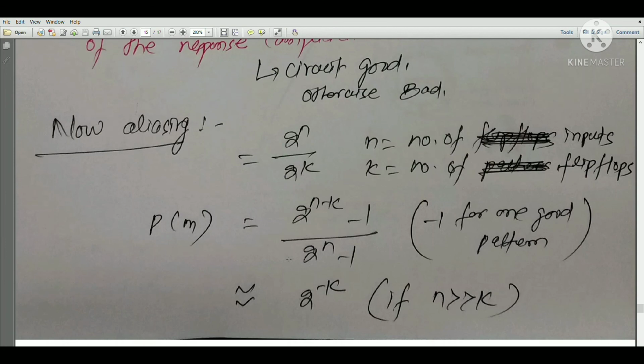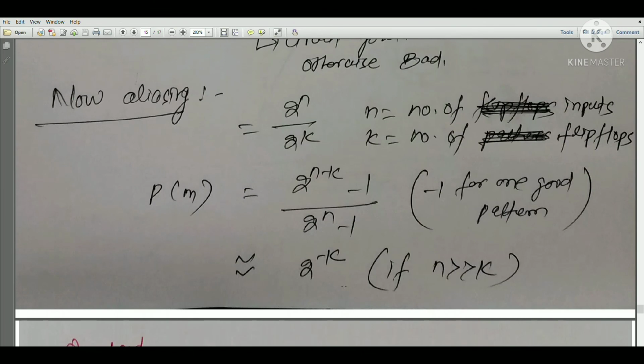Aliasing, I told you already what is aliasing. Now if n is greater than k, the aliasing will become 2 to the power minus k. So what is this 2 to the power minus k signifying here? It is signifying that if the number of inputs is higher, we are actually having the dependency on the number of flip-flops only. So the dependency on the number of inputs to calculate the probability of aliasing is eliminated. So this is the favorable condition for us because we are only relying on the number of flip-flops. Okay, so 2 to the power minus k is a desirable, favorable condition for us.